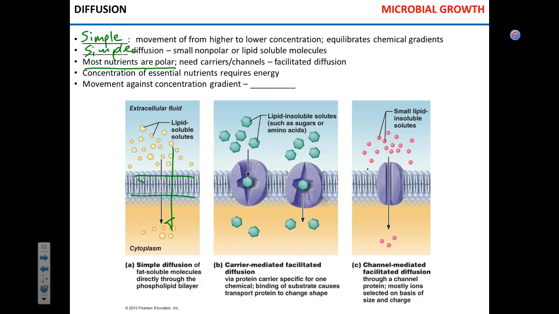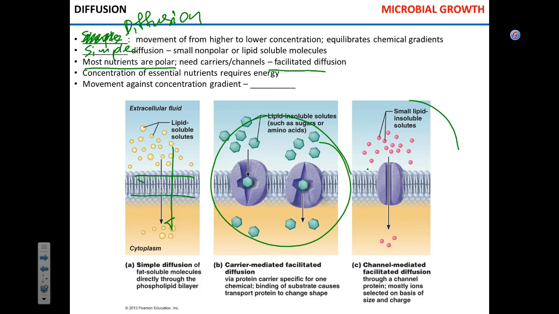Okay, simple diffusion. I should say diffusion here. Now, what if nutrients are polar, like sugars, amino acids, or it's ions? What's going to be used? What type of diffusion? Facilitated, because it is facilitated by the carriers or channels. Does it require energy?